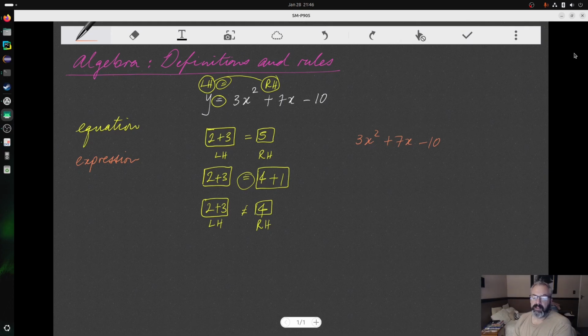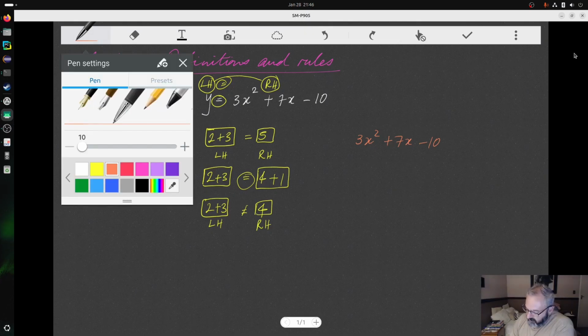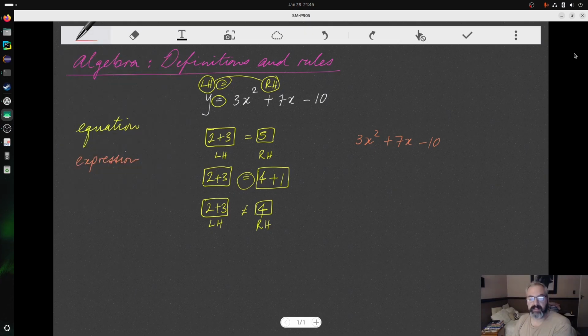That's an expression. So if you don't see an equal sign, then you know it's a mathematical expression. Okay, let's move on to the next one. The next very important definition that we need to understand and take heed of is what we call a term. Now, what's a term? What is a mathematical term?